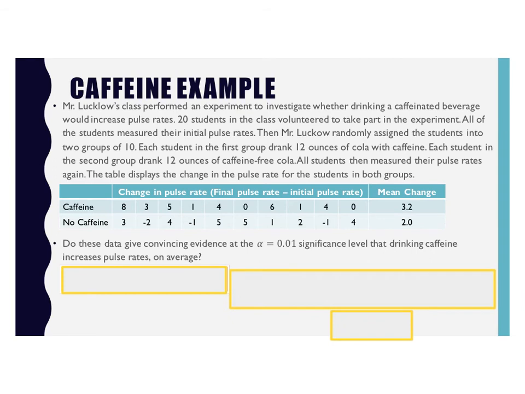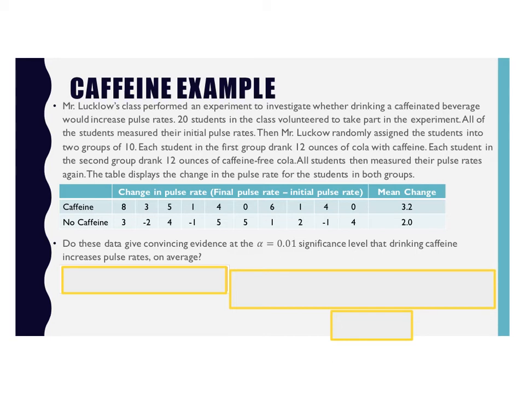In our last example, Mr. Lucklow's class performed an experiment to investigate whether drinking a caffeinated beverage would increase pulse rates. 20 students in the class volunteered to take part in the experiment. All of the students measured their initial pulse rates. Then Mr. Lucklow randomly assigned the students into 2 groups of 10.